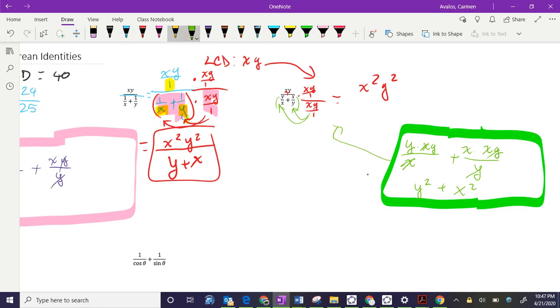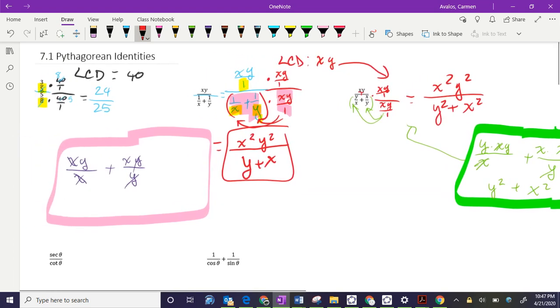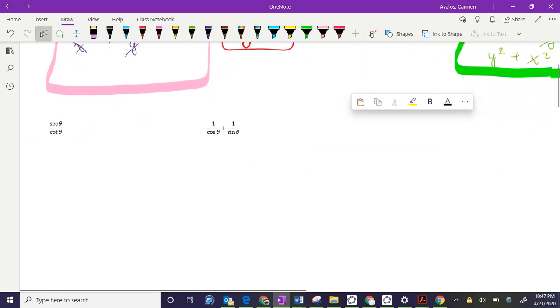So what we're going to get here when we multiply this denominator is now going to be y squared plus x squared. Can the y squares and the x squares cancel? And the answer is still no because of that plus sign. And so that's what we get there. And so it's not as bad. Just practice a little bit and then you'll see you'll be okay.